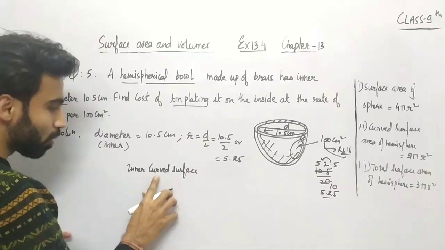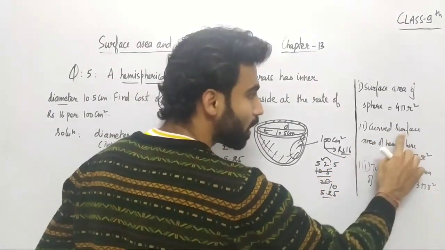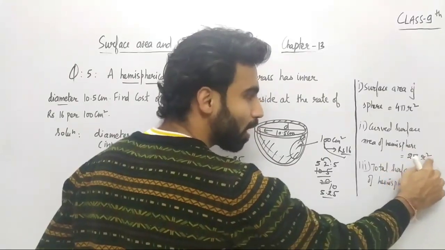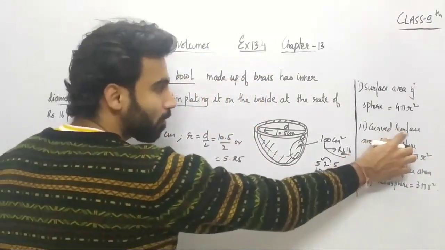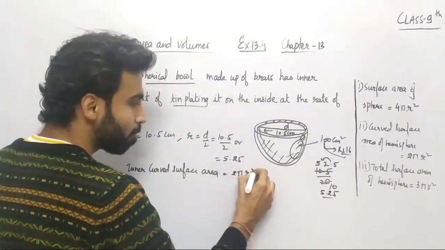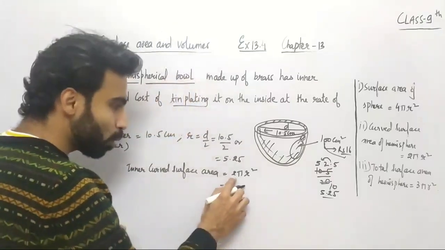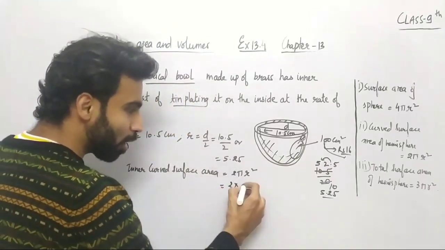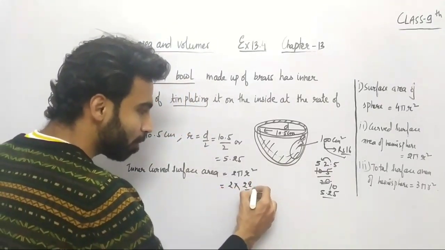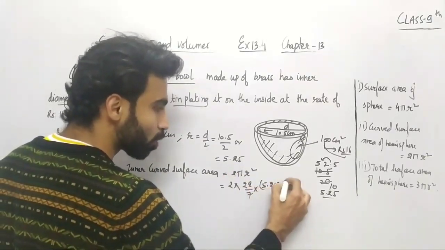right? So if I just look at the formula here, what is the inner curved surface area of a hemisphere? That is 2 pi r square, right? So here you know what the curved surface area of a hemisphere is? 2 pi r square. So let me just put the formula here. So here you can see I simply have to substitute the values. So here 2 will come as it is into pi, whose value you know is 22/7, into radius. Now radius is 5.25 whole square, right?